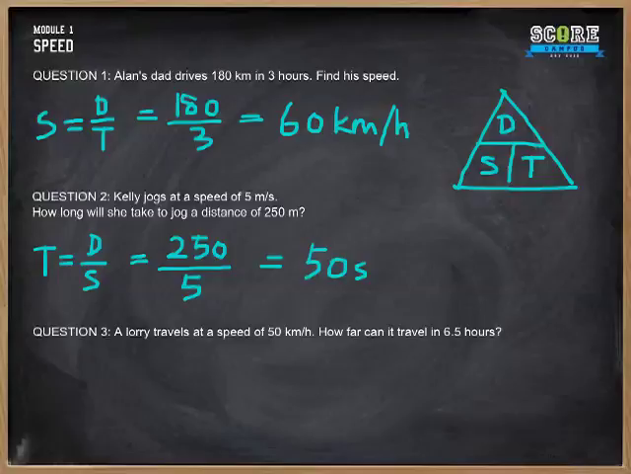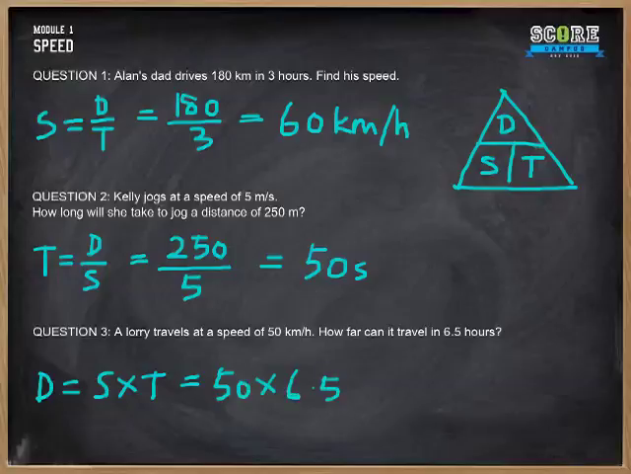Second reminder. Question 3. A lorry travels at a speed of 50 kilometers per hour. How far can it travel in 6.5 hours? Formula for distance, look at the triangle, is equal to speed times time. What is the speed? 50 kilometers per hour multiplied by time, 6.5 hours. What is the final answer? Do the math. You realize it is 325 kilometers.